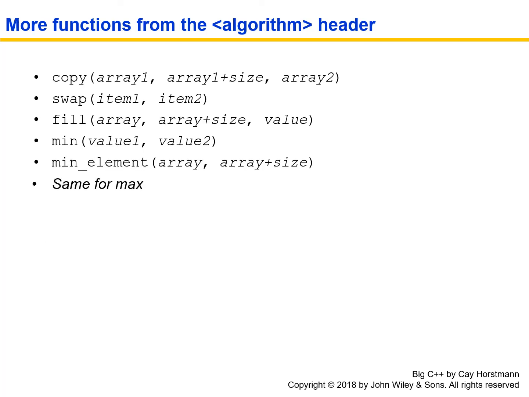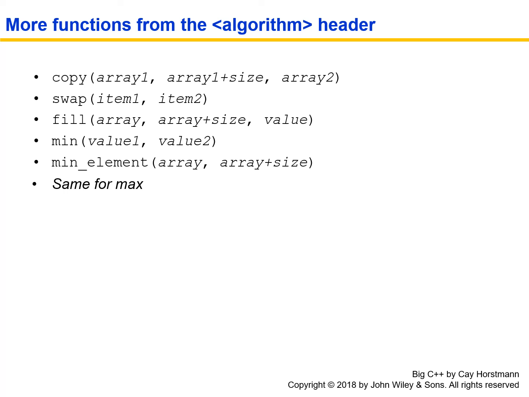Okay, finally, there are some more functions from the algorithm header that you should know. Copy will copy an entire array into array 2. Swap will just make that swapping of 2 items easier on you. Fill will fill an entire array up to a given size with value. So if you want to fill an array with zeros or -1s or any other sentinel value, you can do that.